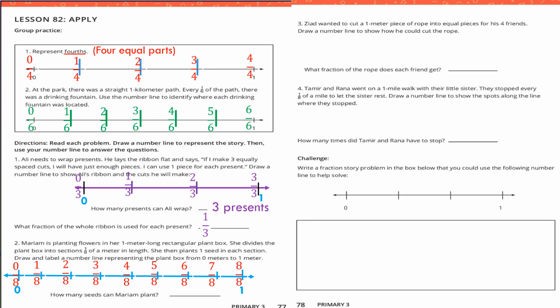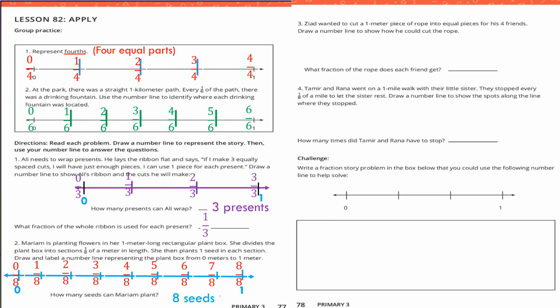Okay? We have a question down. How many seeds can Mariam plant? Okay, Mariam plants one seed in each section. And I said we have how many sections? 8 sections. So we have how many seeds in all sections? She plants one seed in each section. So 8 seeds. 8 seeds.